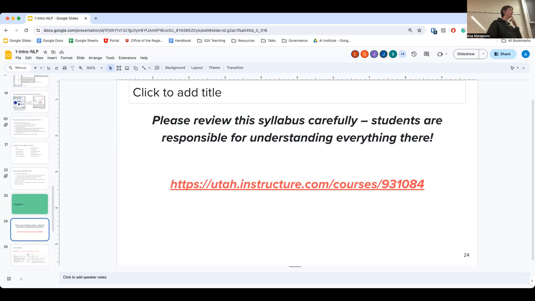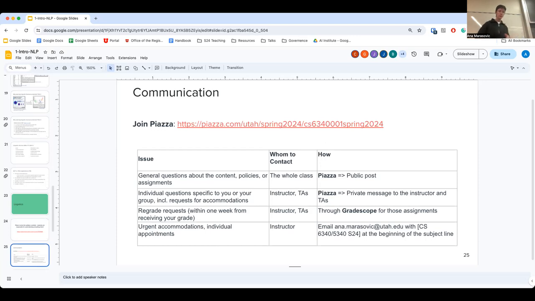The main change is that we are going to have four assignments, and therefore the evaluation has changed a little bit, which I will mention here as well. We are going to do all of our communication in Piazza. So please, if you haven't already, join Piazza. If you have any general questions about the content or policy or assignments that might concern all of the students in class, please make a public post.